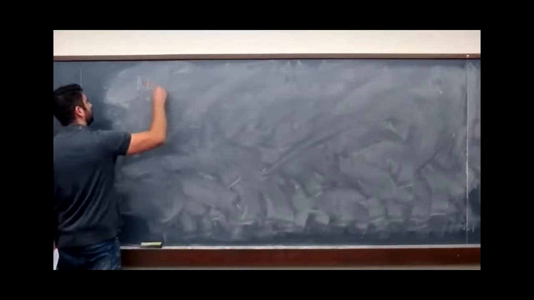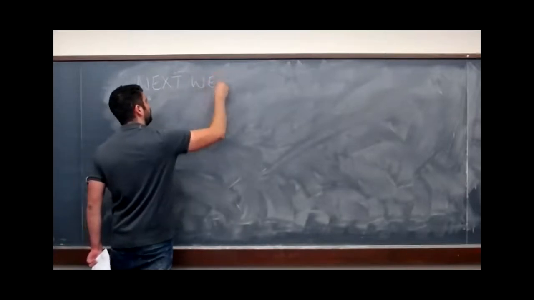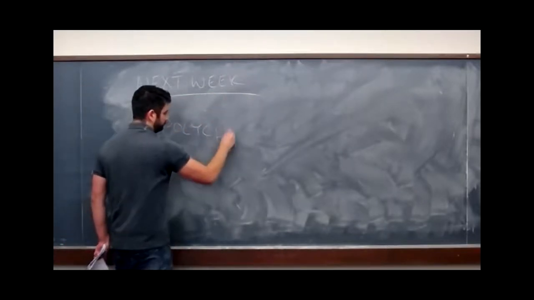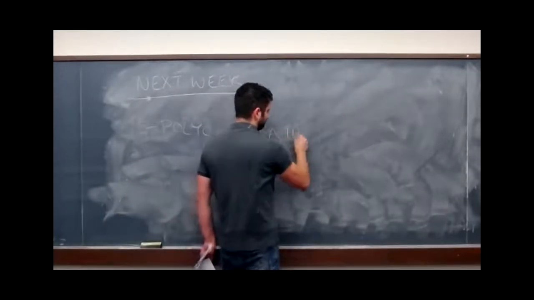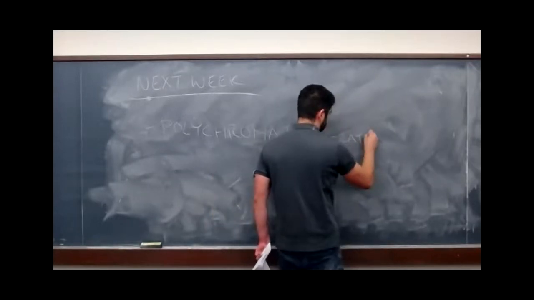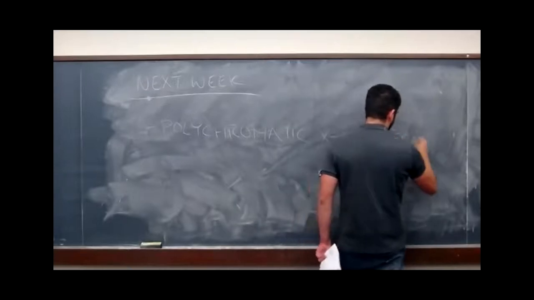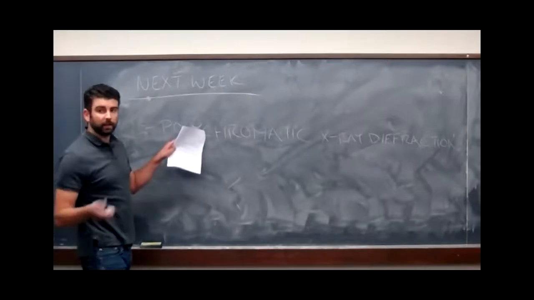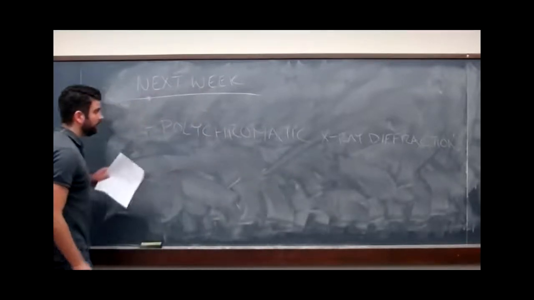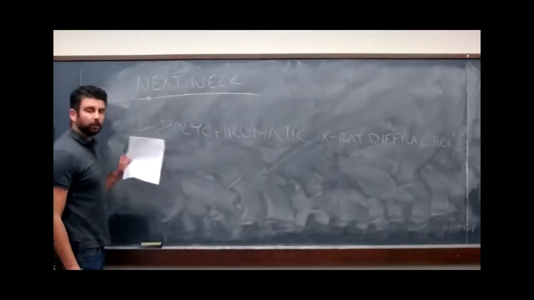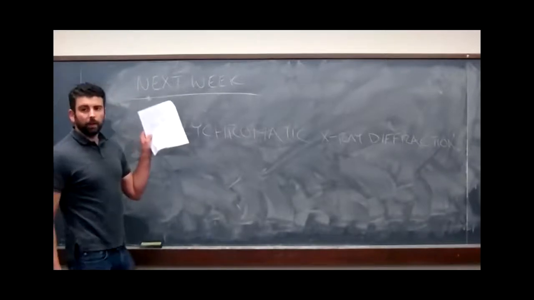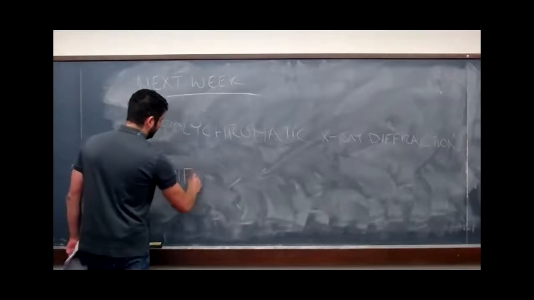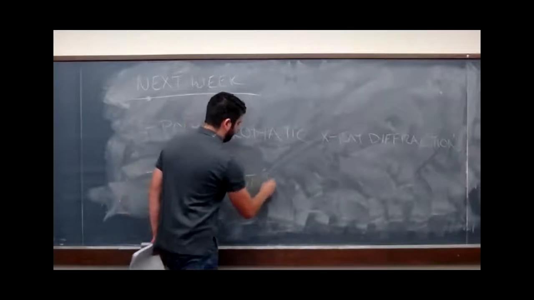So next week, polychromatic X-ray diffraction. So instead of having the problem where we have a single monochromatic wavelength hitting the sample and trying to figure out how we need to rotate the crystal for diffraction to occur, what happens when we bathe the sample in an X-ray beam that has lots of wavelengths in it? And then the question is, what energy or what wavelength will the crystal diffract? Then we'll also be talking about diffraction from polycrystals.